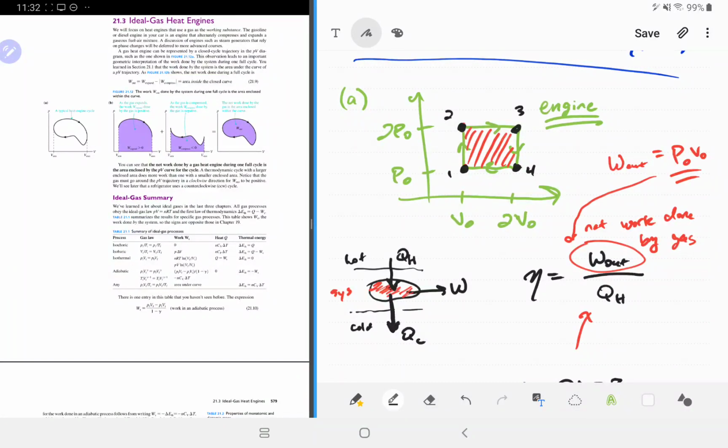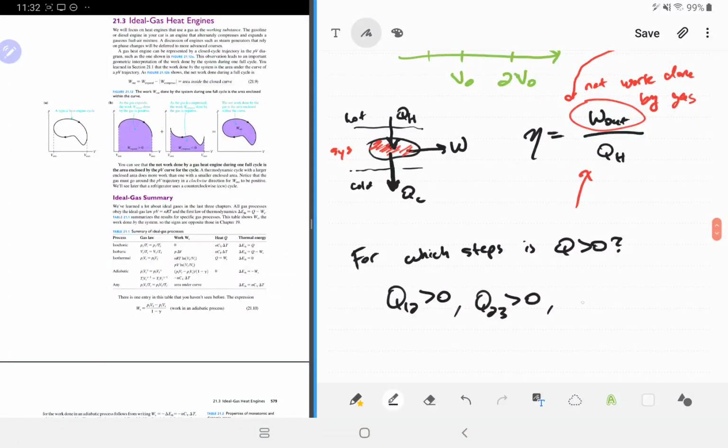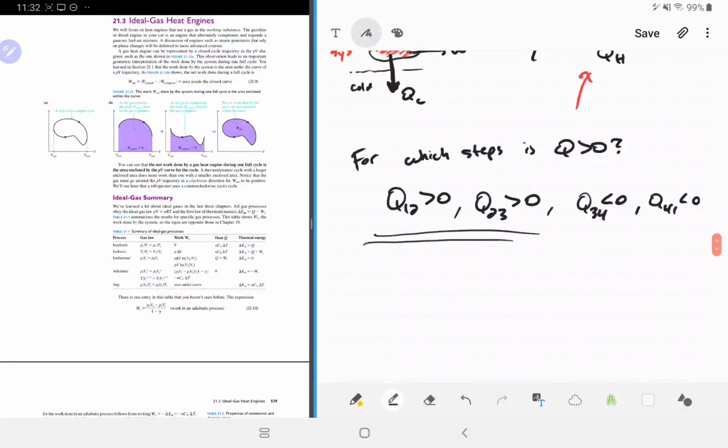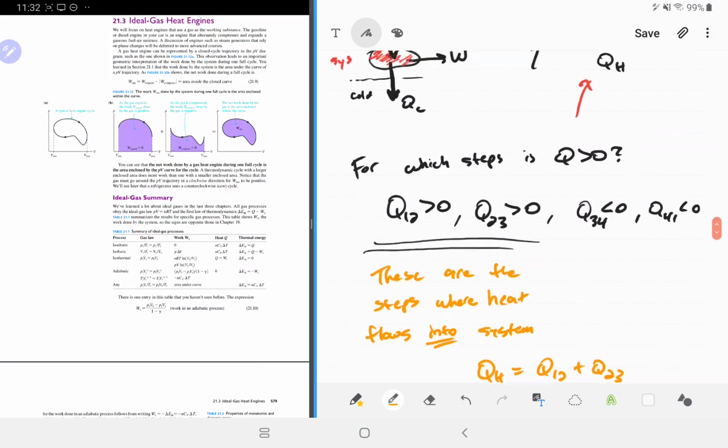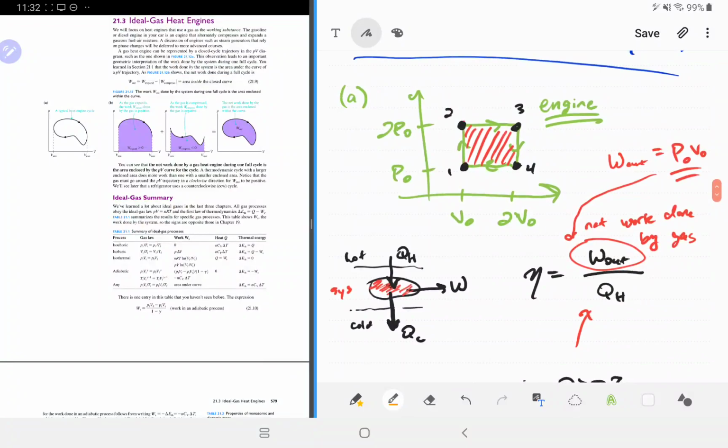So that would go towards QC. Just for completeness, I'll put Q34 is negative, Q41 is also negative. But these two are the ones that are relevant for QH. So these two steps are the steps where energy in the form of heat flows into the system. Therefore, QH is going to be equal to Q12 plus Q23. Okay, so what is Q12 and Q23?